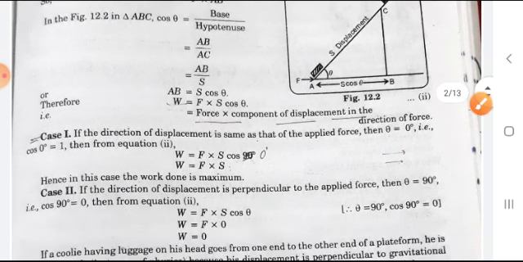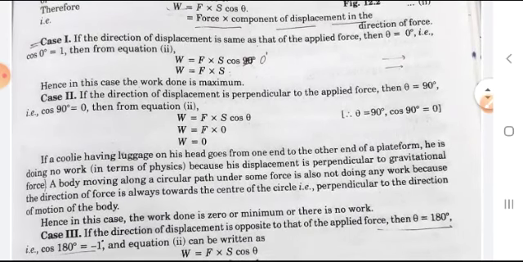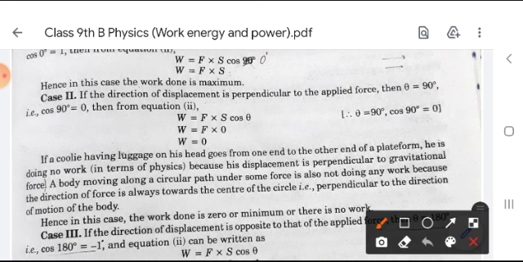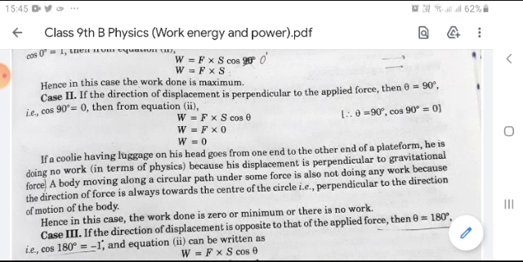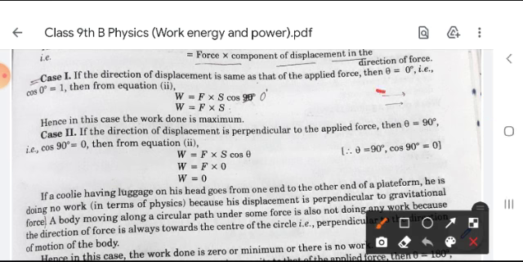Okay. So what comes another? There are some cases which are given here. Firstly, we start the case number 1 that is given at the above. Case number 1, if the direction of displacement is same as that of the applied force, then we can say that theta is equal to 0 degree. After putting this value W is equal to Fs cos 0 degree, we get W is equal to Fs because cos 0's value is 1. Hence, in this case, the work done is maximum.